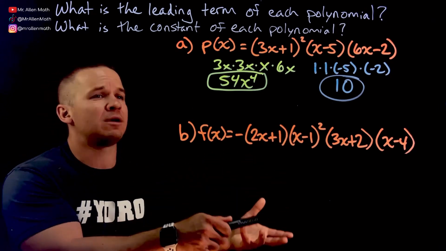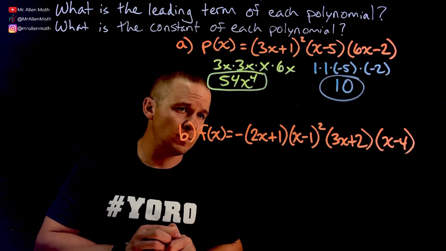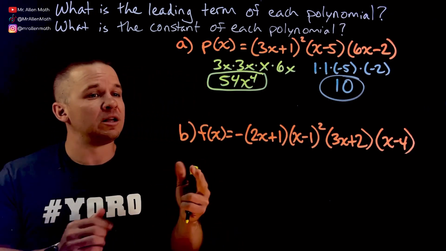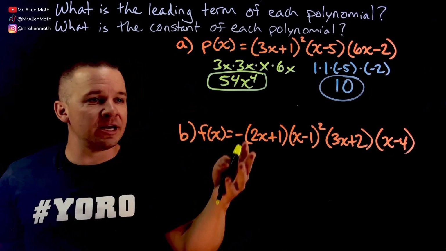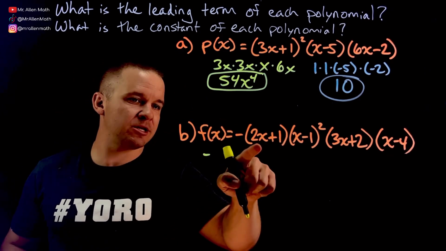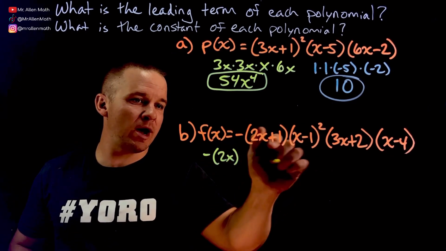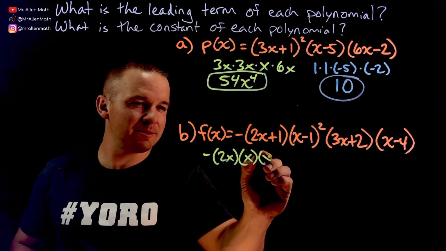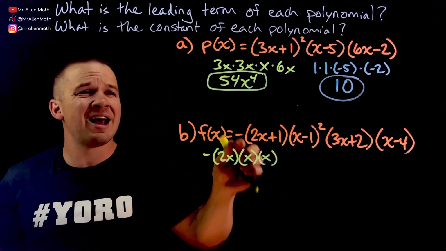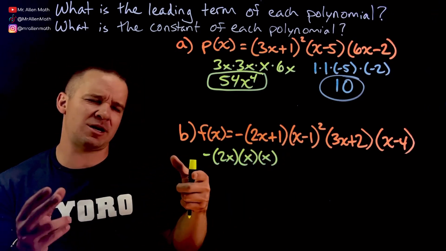Now that you know what's going on with this kind of question, you could pause it, try it, and see if you get the right answer. But I'm going to do it in 5, 4, 3, 2, 1. Let's go. Okay, so, leading term. I got this negative, so I'm going to pop that down. I got a 2x. Beautiful. I've got an x squared, so that's going to be like x times x. You could also just write x squared if you want. I wrote it out.